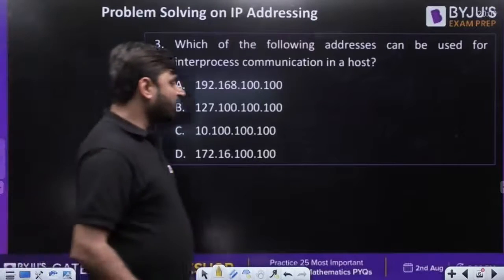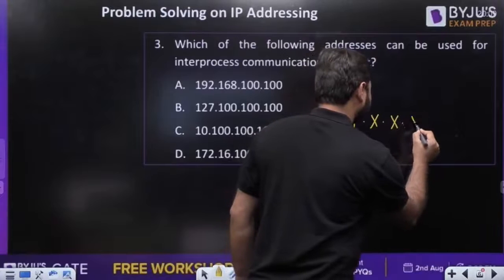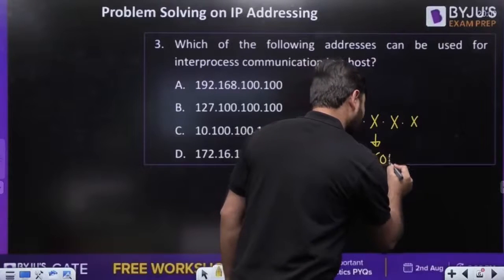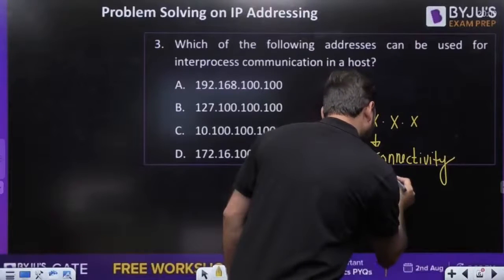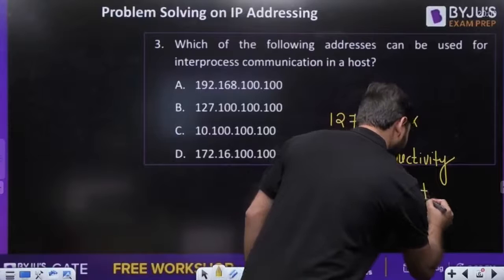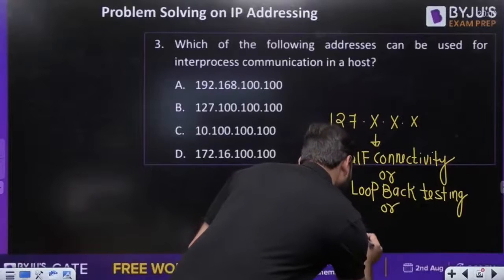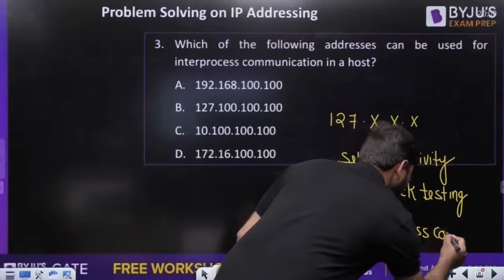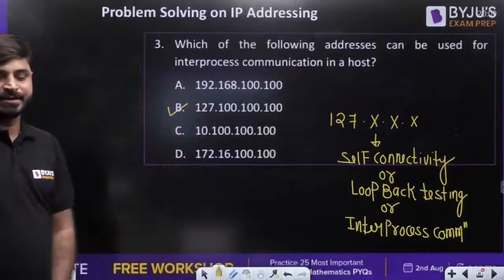Very good. So my dear friends, I already explained earlier, in the last video, 127.x.x.x is reserved for self connectivity or loopback testing, or inter-process communication. So that's why for inter-process communication, my dear friends, option B is the correct answer.